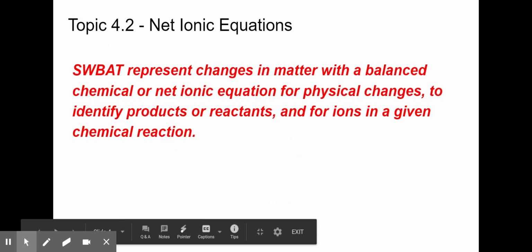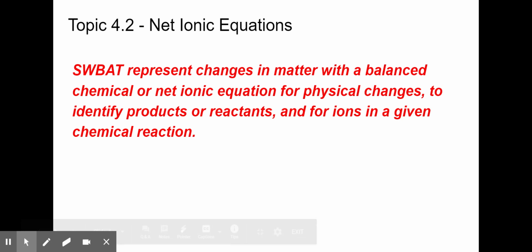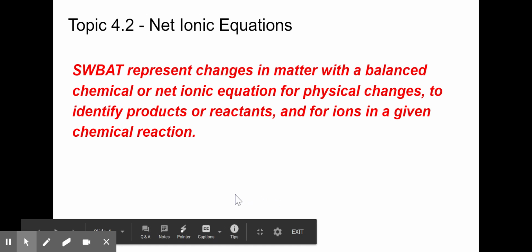Okay, so that brings us to topic 4.2, and we have net ionic equations. Now, basically your objective is shown here. You want to be able to write balanced chemical or net ionic equations, okay, for physical changes. You want to be able to identify the products or reactants in a reaction, and you want to be able to represent ions in a given chemical reaction. So basically, you need to know how to write these equations and look at some of the representations, which will come in topic 4.3.